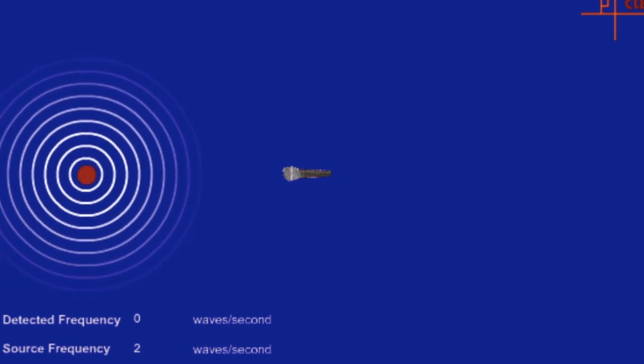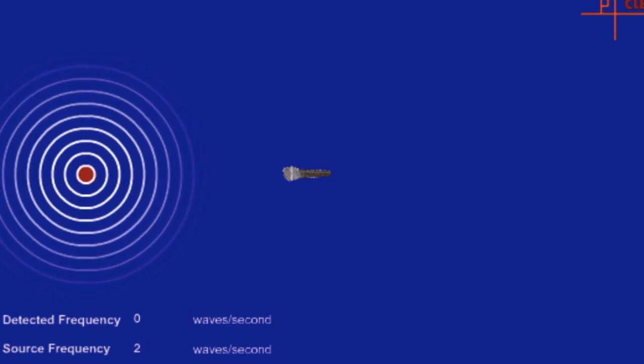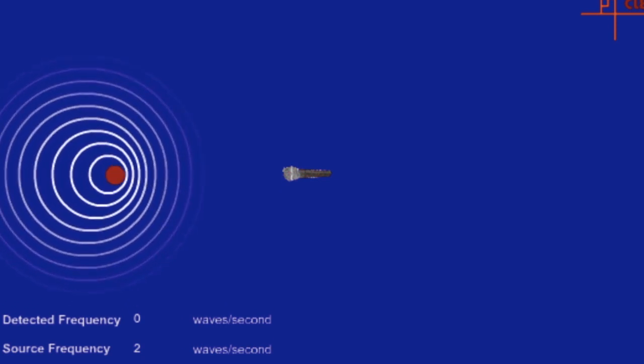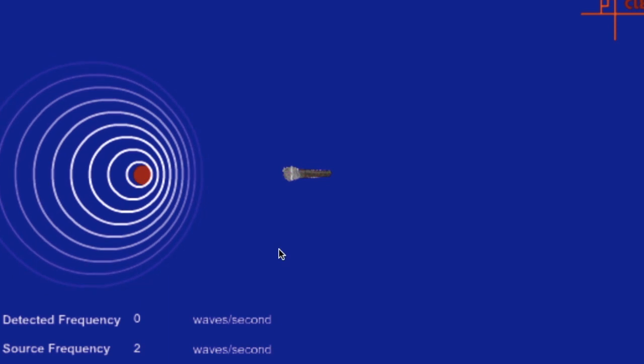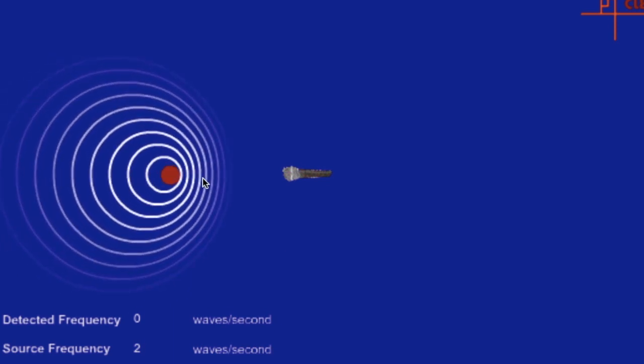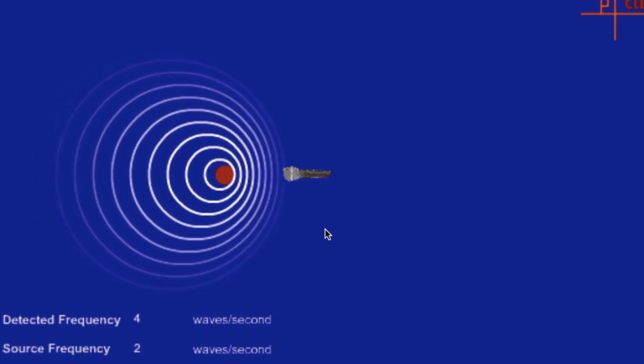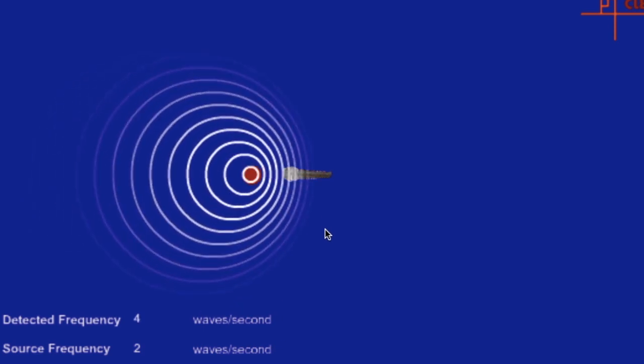Now, of course, what I'm going to do is get the source to move, all right? So as the source moves, let's see if we can speed it up a little bit here. There we go. So now you can see the wavelength on the right is shorter, the wavelength on the left is longer, and we're about to hear the frequency, right? You can hear it's faster than it used to be.